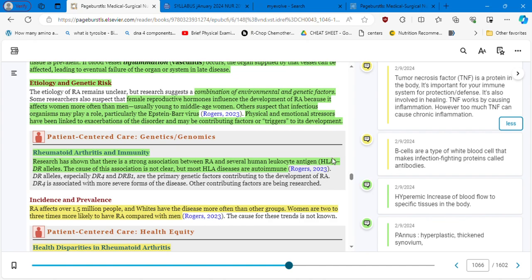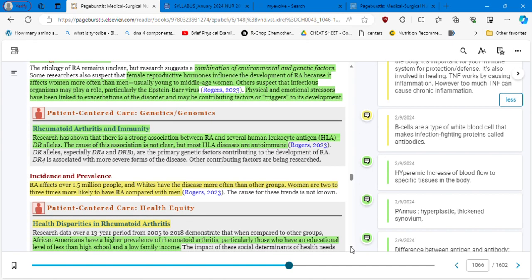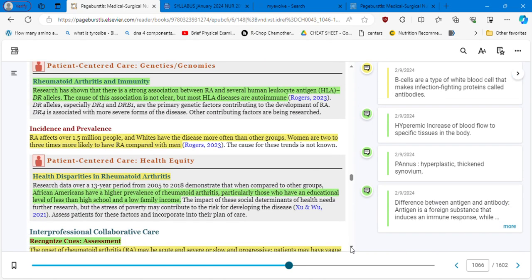trigger to its development. Okay, so rheumatoid arthritis and immunity: research has shown that there is a strong association between RA and several human leukocyte antigens.